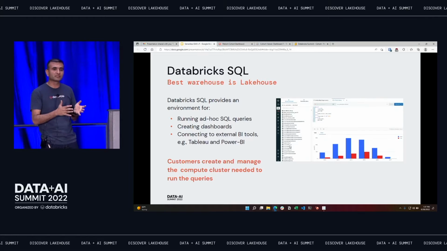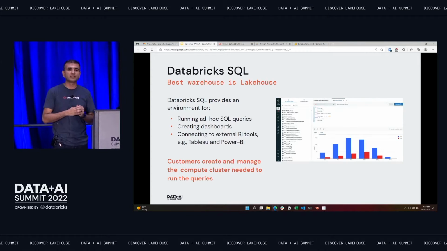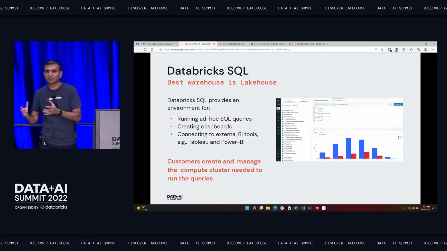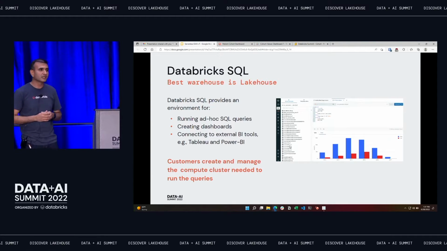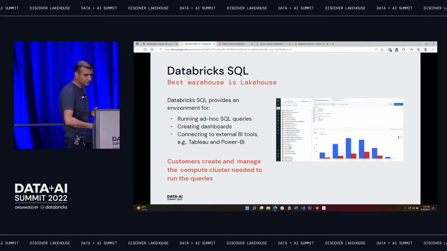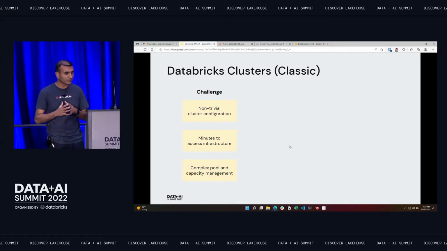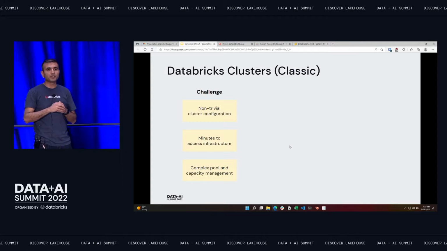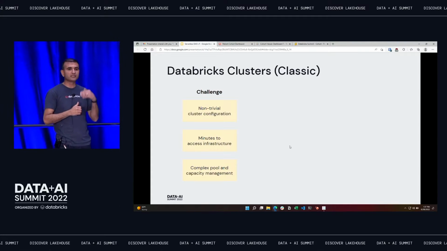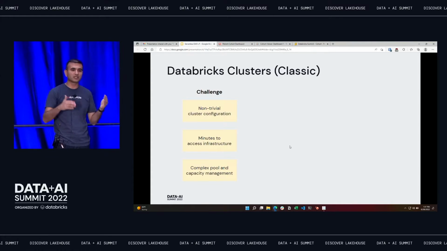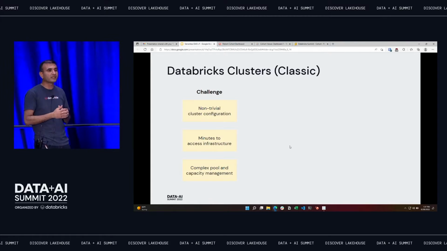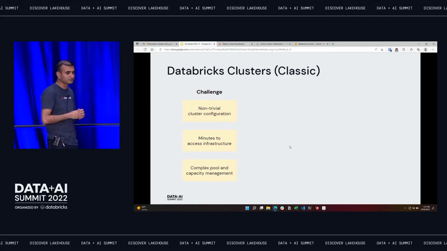When we look at our customers using this Databricks SQL in a classical way, and also when we look at other customers who are using machine learning or a generic compute workload, there are some challenges that we saw our customers go through. Specifically, some of the challenges are that they are non-trivial in terms of configuration. When you are trying to create a cluster, you have to figure out the instance type. If you want to select DBR version, should you use AutoAZ or not? So there are multiple choices our customer has to go through before they create the compute environment.